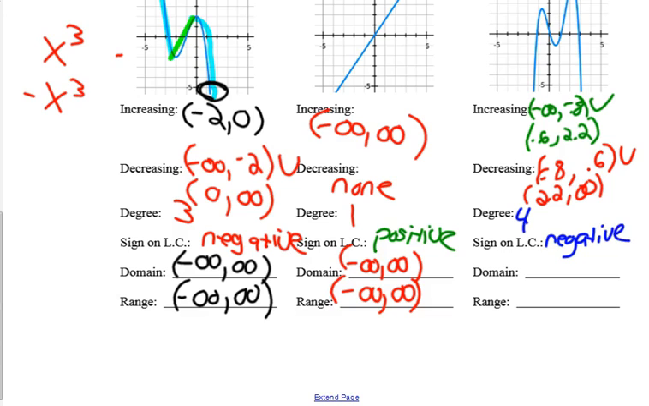Domain is negative infinity to positive infinity. And then the range, negative infinity to 5. And does that get a parenthesis or a bracket? It's included, so it's a bracket.